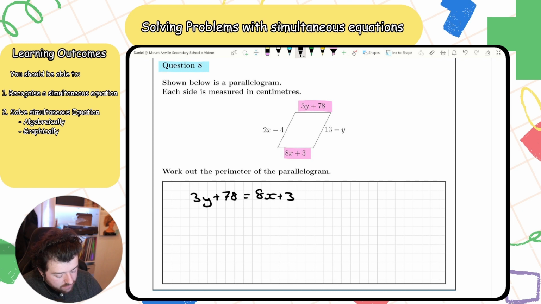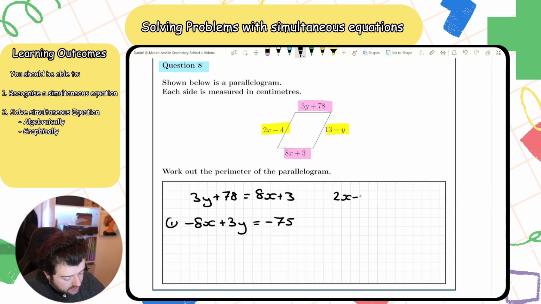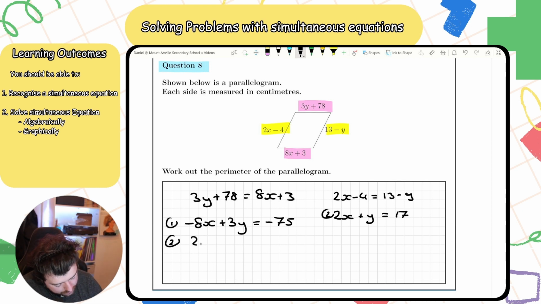Letters to the left, numbers to the right. So I'm going to have minus 8x plus 3y equals minus 75. There's my first equation. Right, now let's look at the other side. 2x minus 4 and 13 minus y. I'm going to have 2x minus 4 equals 13 minus y. Letters to the left, numbers to the right. 2x plus y is going to be equal to 17. There's my second equation. So put them underneath each other.